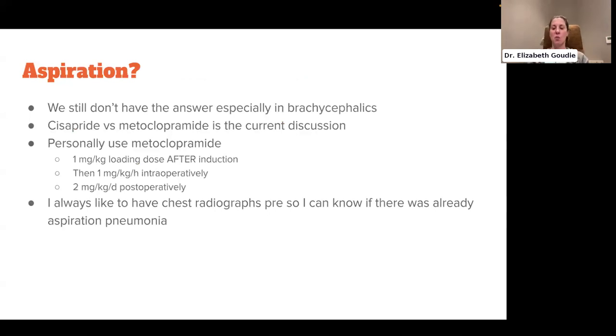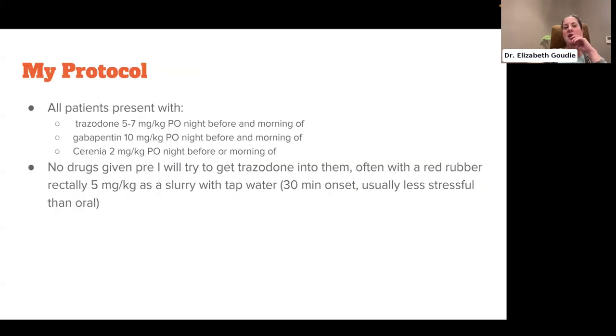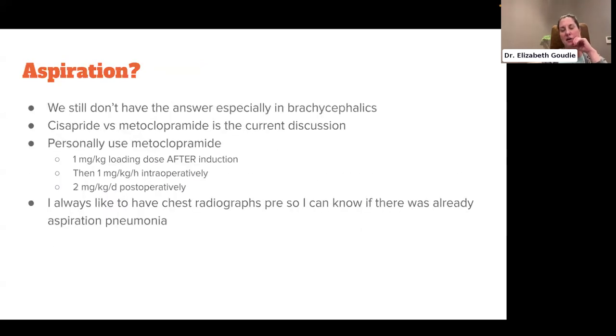So aspiration. So what protocol should we be using for aspiration? So that paper, this Hill et al. paper, they were using a lot of cisapride for these guys. And I have a friend who's an anesthesiologist down in Florida, and she and I were chatting actually about airway emergencies. We did a NAVIS talk, and we were talking about airway emergencies, and of course, brachycephalics and regurgitation came up, and she's using more cisapride.